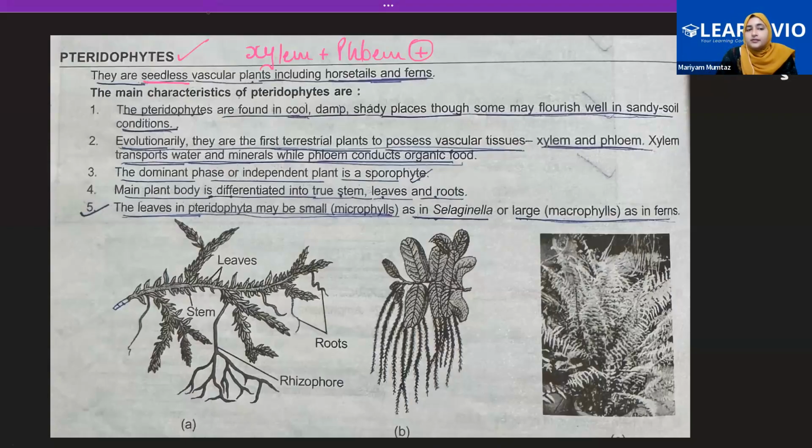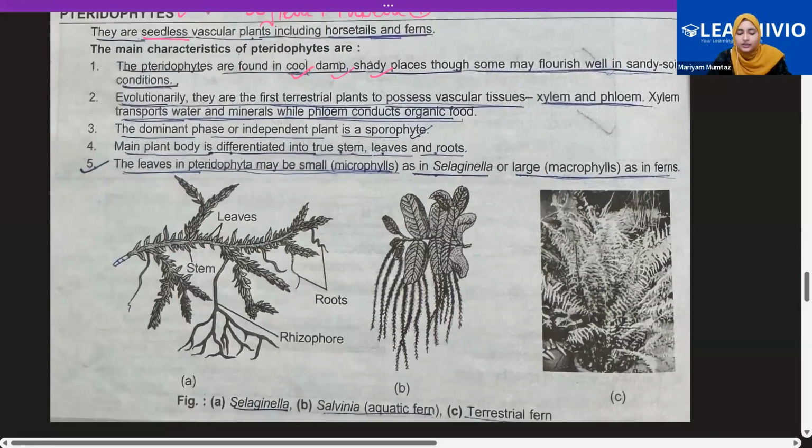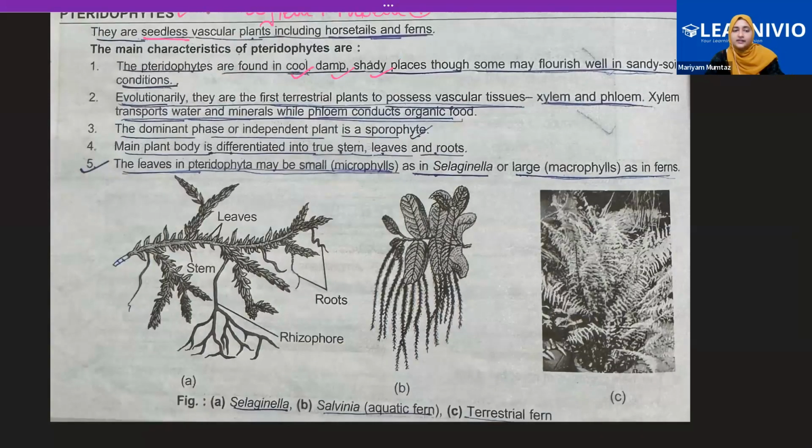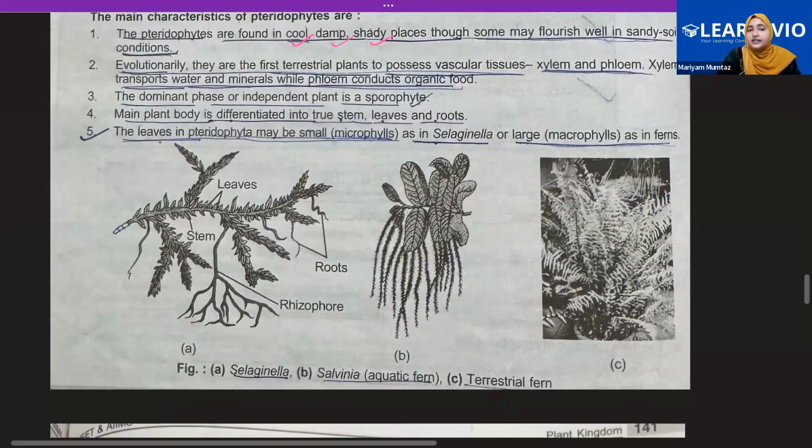Now, in terms of their general characteristics, pteridophytes are found in cool, damp, shady places, but some of them are also found in sandy soils, and in drier conditions as well. Evolutionarily, they are the first terrestrial plants to possess vascular tissues, that is xylem and phloem. They have slowly moved on towards a permanent terrestrial life.